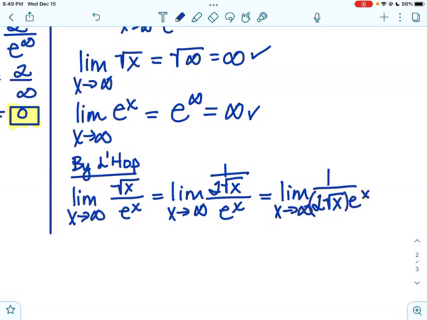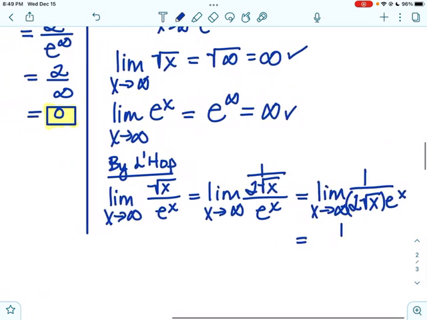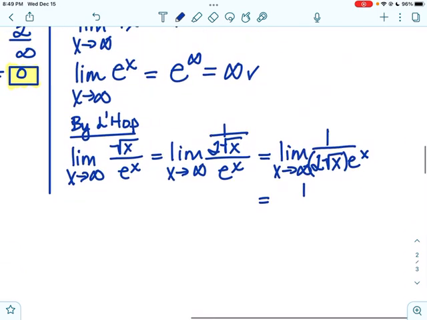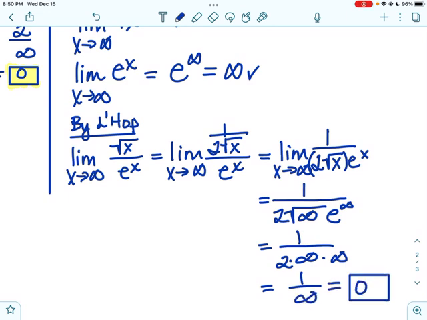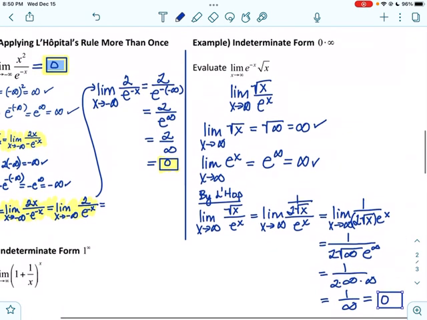So now if I input the infinities, I'm going to get, just by direct substitution, 1 over 2 times the square root of a huge number, infinity, times e to the infinite power. So you can see in the denominator, we're just going to get 1 over 2 times infinity, which is just going to be 1 over infinity, which will turn out to be 0. So our original limit would just be 0.